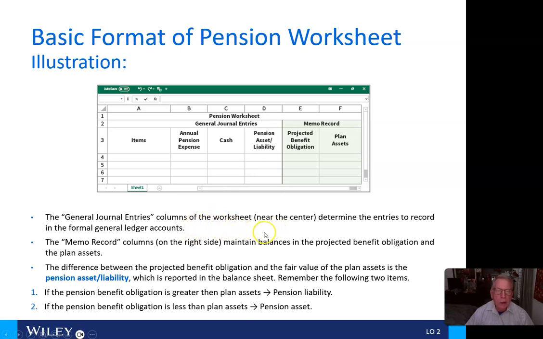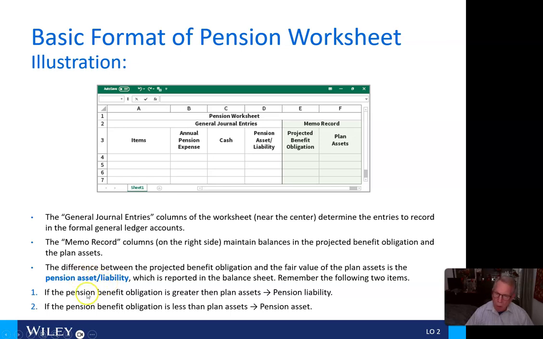columns of the worksheet, determine the entries to record in the formal general ledger accounts. Bullet point number 2, the memo record here, columns on the right side, maintain balances in the projected benefit obligation and plan assets. And then bullet point number 3, the difference between the projected benefit obligation here and the fair value of the plan assets is the pension asset/liability, which is reported on the balance sheet.